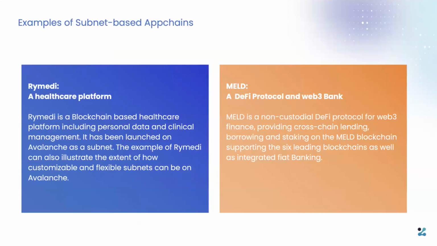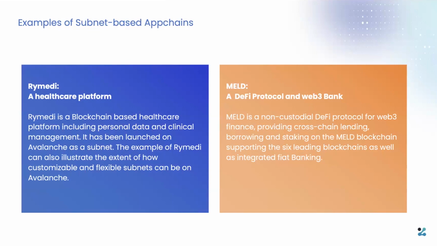Some of the examples, I've covered 2 examples that we have been working with. One is Remedy, a healthcare platform based out of US. It's a very sophisticated healthcare platform which provides complete clinical systems management as well as patient healthcare data, providing resiliency, security, and secured sharing of the data. It is built on Avalanche as a subnet, and the extensive set of features that Remedy platform has shows how much flexibility and customization can be done. And one interesting thing in the case of Remedy, it was running on another blockchain platform and migrated to subnets.